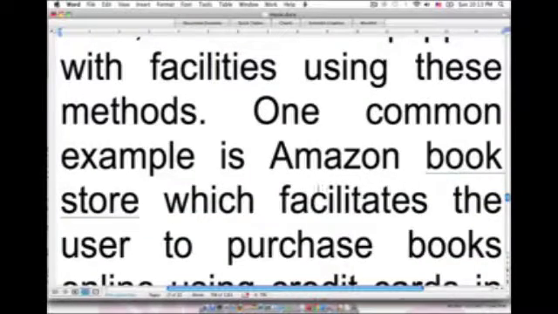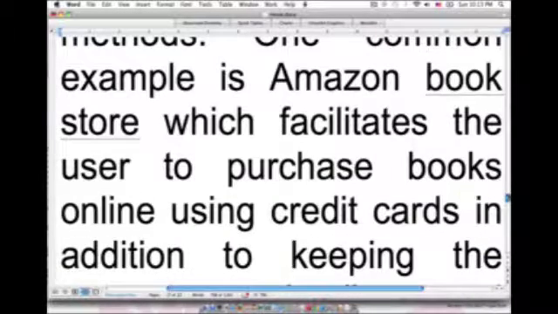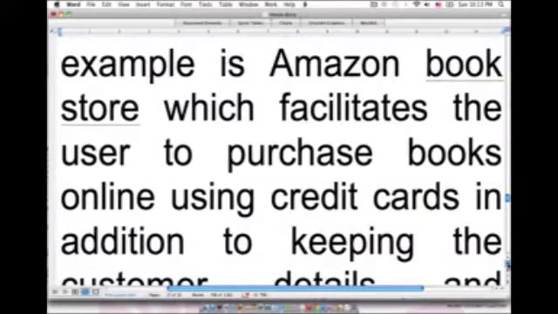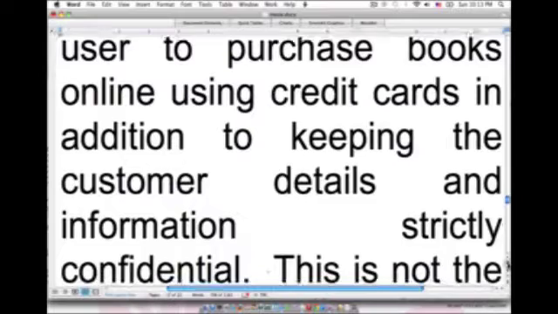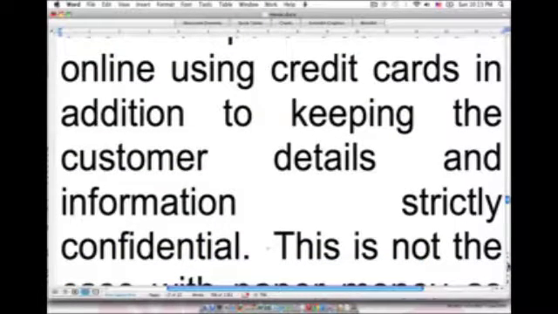Okay, so one common example is "Amazon Bookstore, which facilitates the user to purchase books online using credit cards in addition to keeping the customer details and information strictly confidential." So again, there's a number of ideas here. They're all being crunched into one sentence, and it's awkward. It's difficult to read. It's kind of long. This should be broken down and the grammar cleaned up a little bit. So that is an example of a student who submitted an essay and would score around a 6.